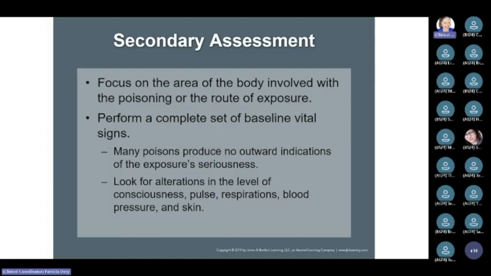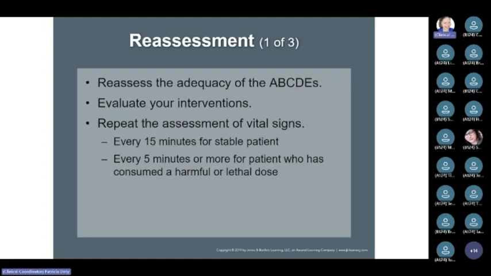So perform your complete set of baseline vital signs, because we want to see, is it trending up? Is it trending down? What do we need to do here? And look for the alterations in your LOC, pulse, respirations, blood pressure, and skin. Reassess your ABCs, ABCDEs actually, and evaluate your interventions, and repeat your assessment of vitals every 15 for a stable patient and every 5 for a patient who has consumed a harmful or lethal dose.